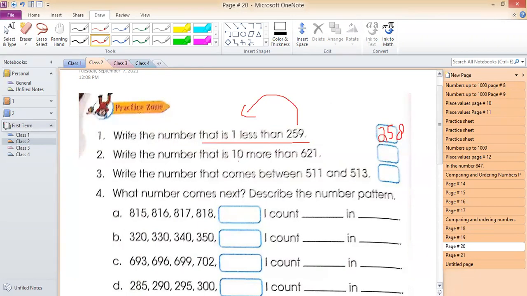Write the number that is 10 more than 621. So 10 more than 621 will be what? For that you can add 10 and 621. And you can add tens simply as well. You can count in tens also. After 621, adding 10 is very easy. These two will be the same, only this 2 will become 3. So it will be 631.